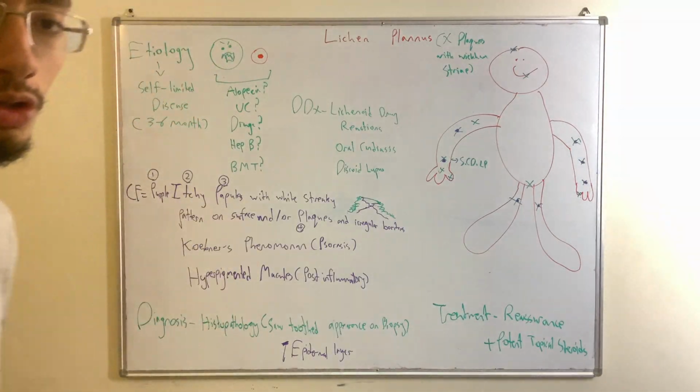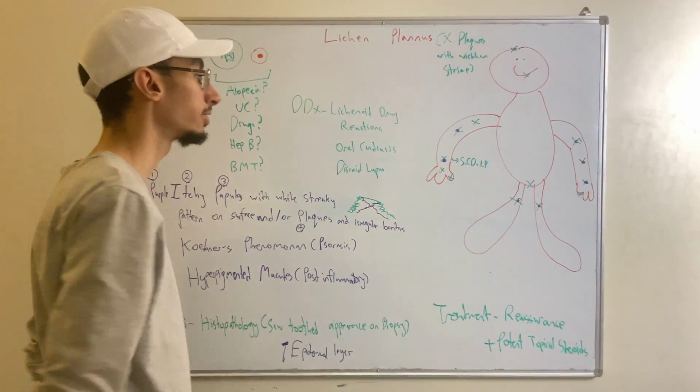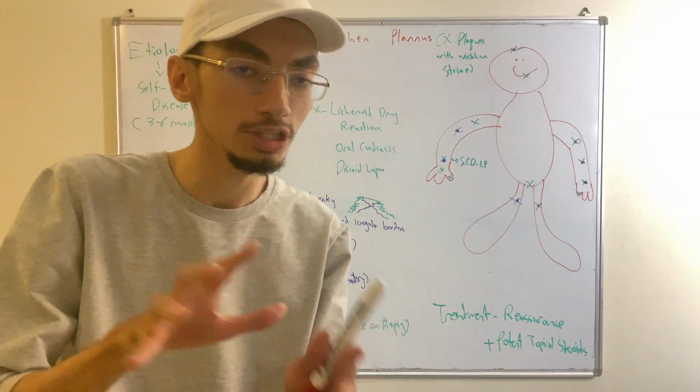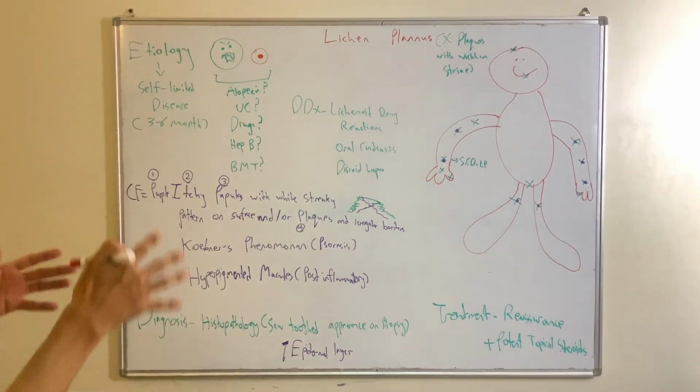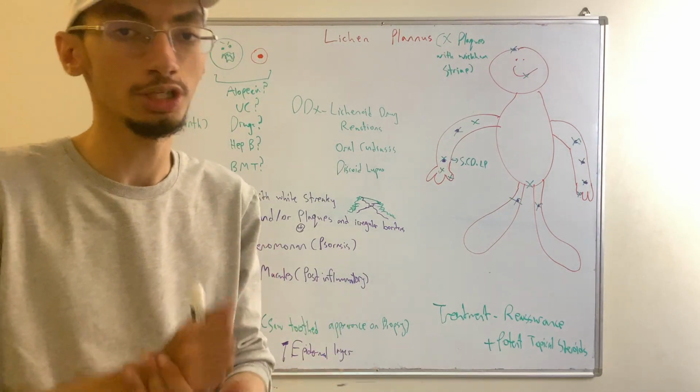And what do these lesions look like? I keep saying plaques. Well, specifically, these lesions are purple in color. If you look at pictures, they're purplish to reddish in color. And these lesions, as we said, are papules. Or not plaques, they could be plaques, but they're mostly papules.